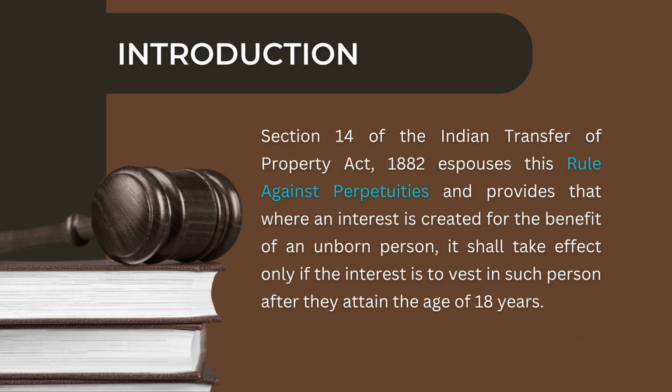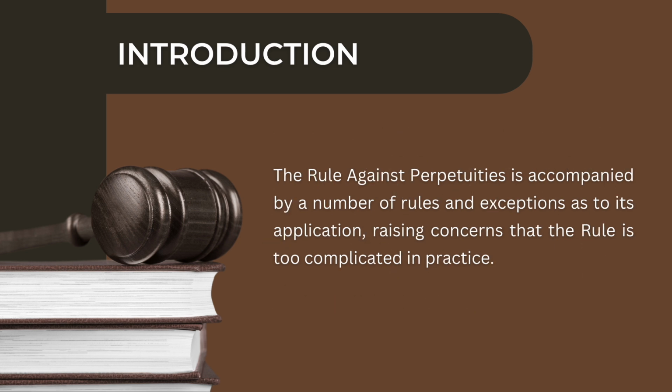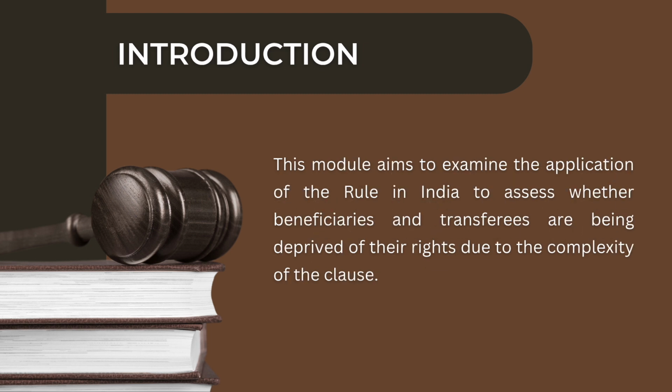Section 14 of the Transfer of Property Act 1882 espouses this rule against perpetuities and provides that where an interest is created for the benefit of an unborn person, it shall take effect only if the interest is to vest in such person after they attain the age of 18 years. The rule against perpetuity is accompanied by a number of rules and exceptions as to its application, raising concerns that the rule is too complicated in practice. This module aims to examine the application of the rule in India to assess whether beneficiaries and transferees are being deprived of their rights due to the complexity of the clause.